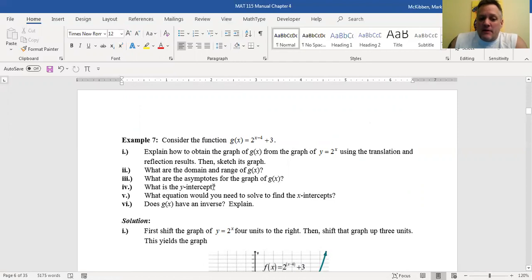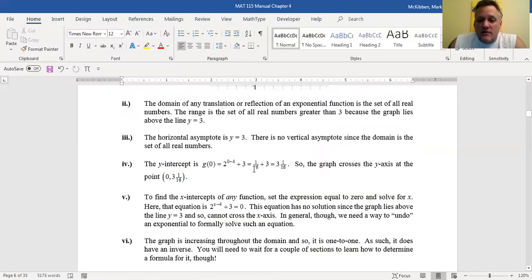The y-intercept is obtained by plugging in 0 for x. And so if I plug in 0, I get 2 to the minus 4 plus 3, which is just 3 plus a 16th, or 3 and a 16th.